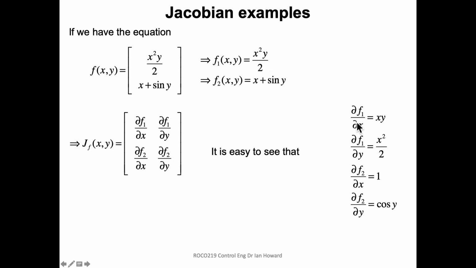The first term, delta f1 delta x, we differentiate partially with respect to x. So x squared goes to 2x, so 2xy over 2 goes to xy. With respect to y, it's going to be x squared over 2, because the y goes to 1. This one with respect to x goes to 1, and this is a constant, so it disappears. This with respect to y, x is a constant, so sine y goes to cos y. And we just pop those values in, and we've got the Jacobian for this particular function with respect to its parameters.